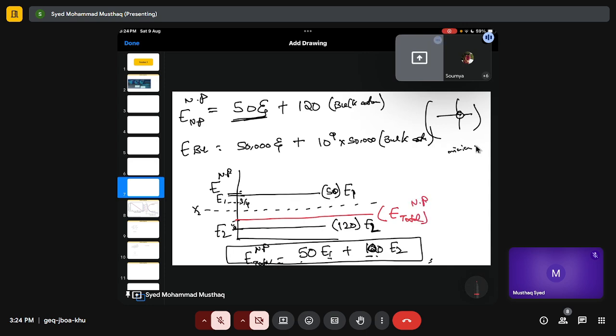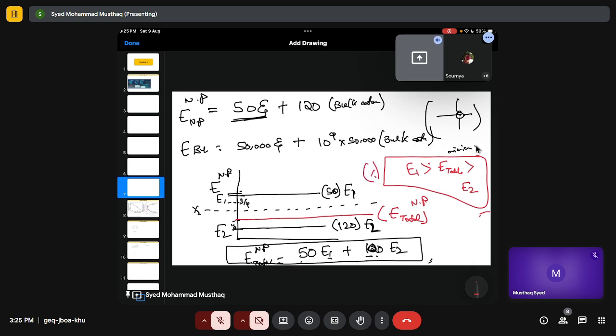Now from this you can say that E1 is greater than E total, significantly greater, right? E total is 1/4 part above E2. So E total is greater than E2. Please remember this relation. What does that mean?